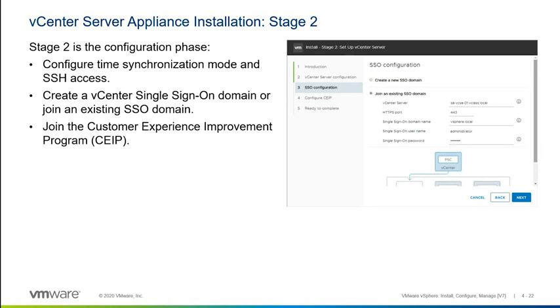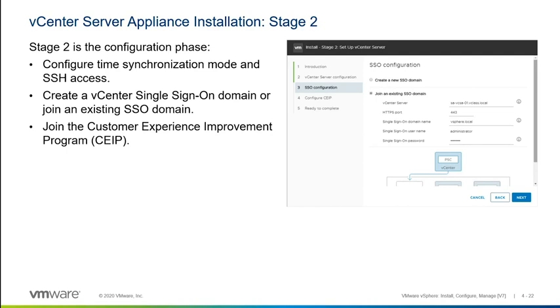In stage two, there's some configuration that we're going to do. We're going to configure time, we're going to configure NTP, we are going to configure our single sign-on server. Do we want to build a new single sign-on domain? Now this is separate from Active Directory.